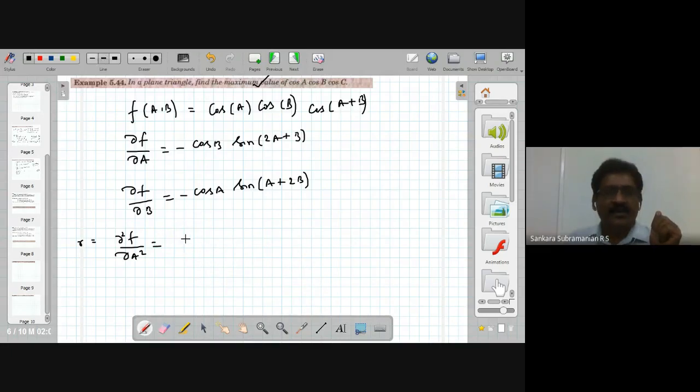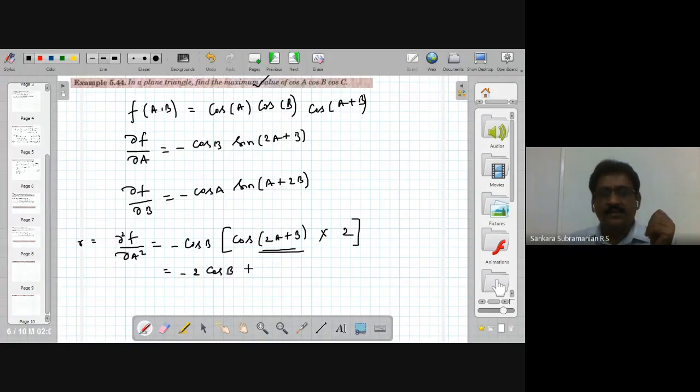Dou square F by dou A square. Go to dou F by dou A and differentiate with respect to A. It seems to be quite easy because minus cos B is taken out. As differentiation of sin of big X is cos of big X into differentiation of this big X with respect to A, which gives 2, you get minus 2 cos B into cos of 2A plus B.